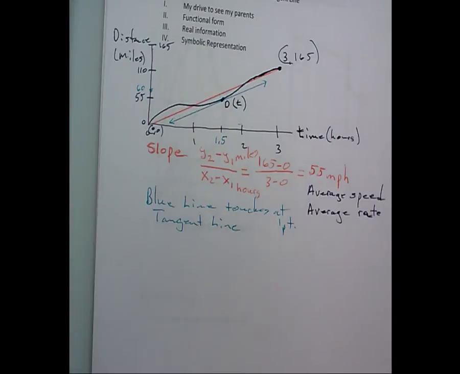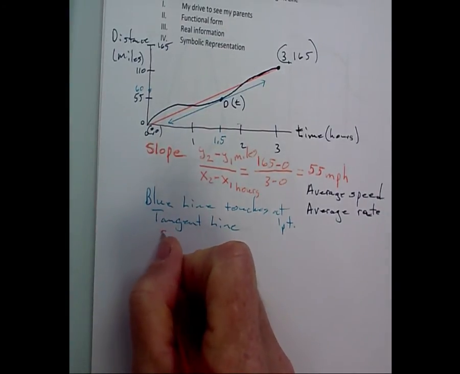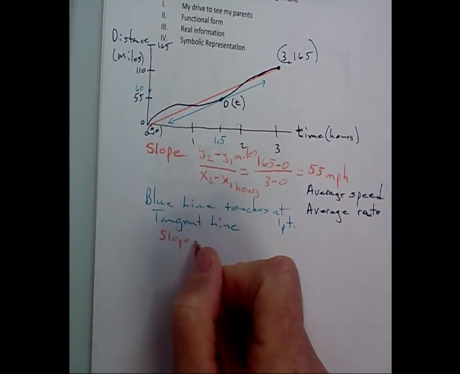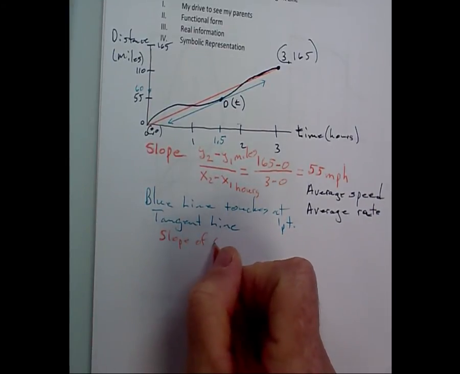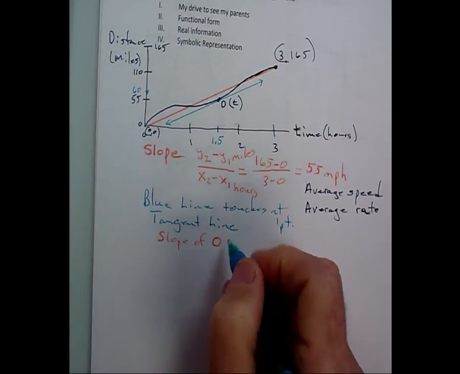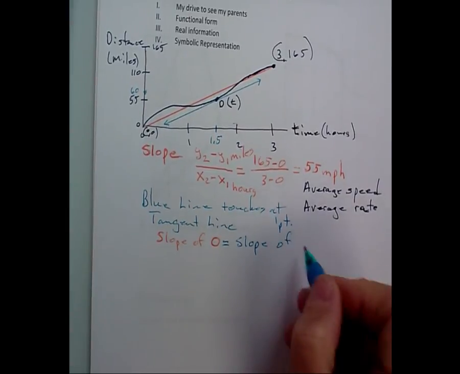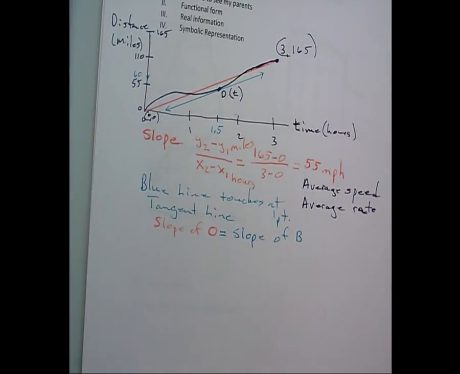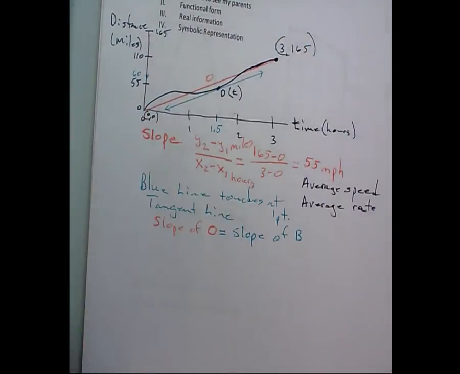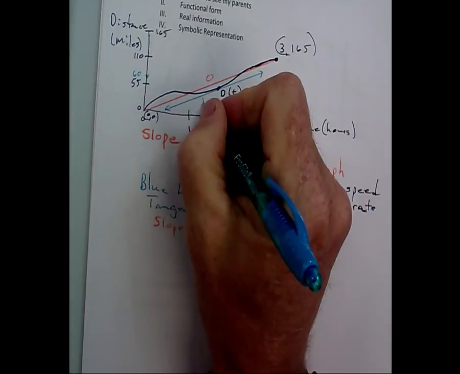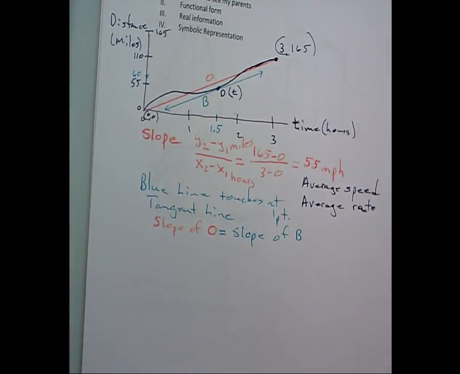It matches the slope. What do you mean it matches the slope? It has the same slope as the orange line. Slope of orange equals slope of blue, for those people that don't have colors. So I'm going to call this O. I'm going to call this B. Okay, for you people out there in the nether world. So what does that mean?